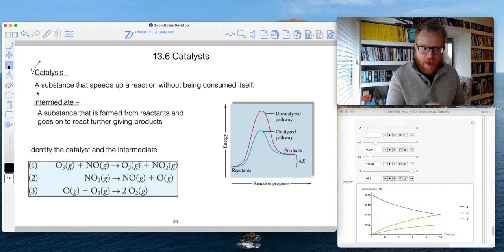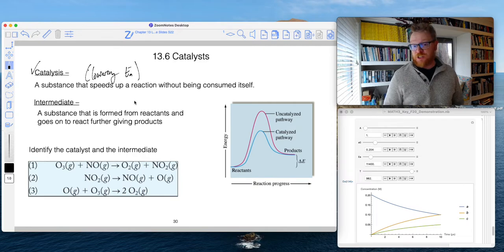But in our chemistry, a catalyst is a substance that speeds up a reaction without being consumed itself. And it does this by lowering the activation energy of a reaction. So for example, if we did a reaction that had a large activation energy and we did not use a catalyst, so here you can see uncatalyzed pathway. So it would have a rather large activation barrier that it has to get over.